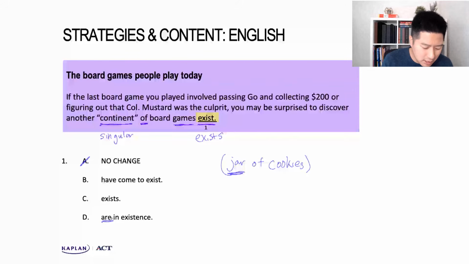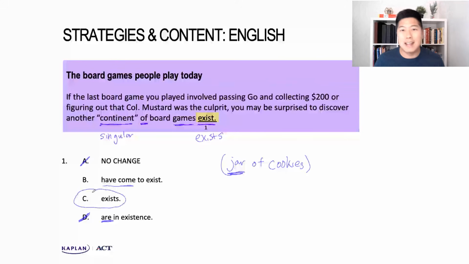That means D isn't going to work either because are is a plural form of the verb. D's gone as well. And if you have to choose between B and C, well, B introduces an unnecessary verb tense change. For that reason, go for the most direct answer here. The singular form of the verb, exists, making C the correct answer.